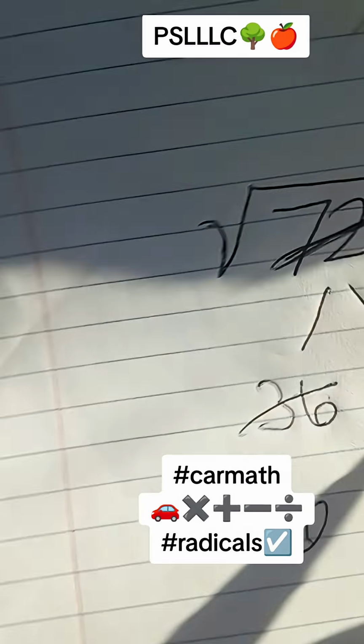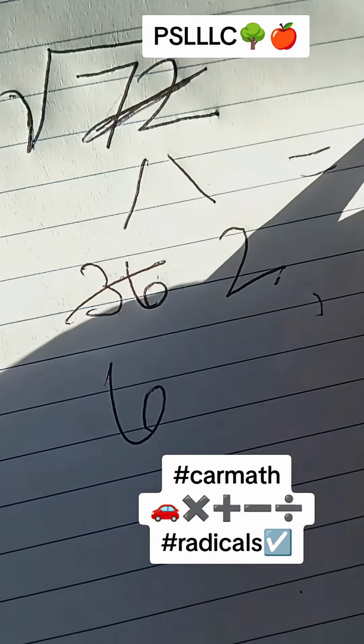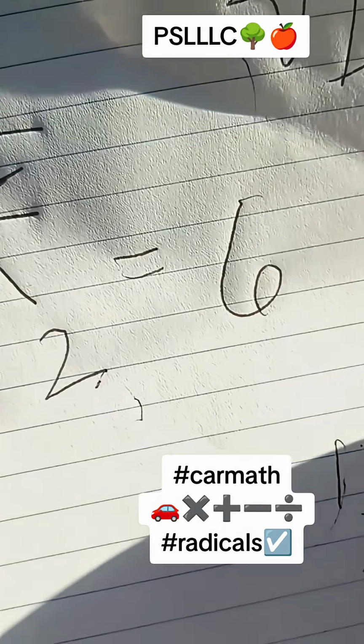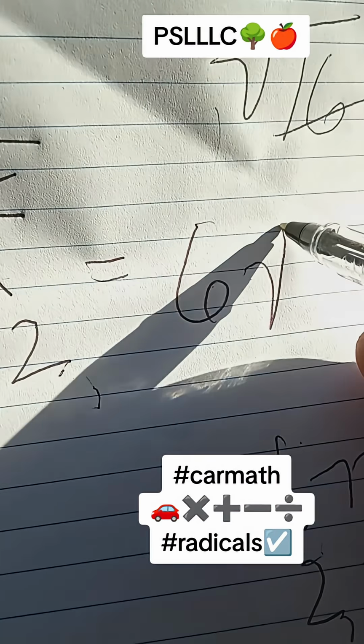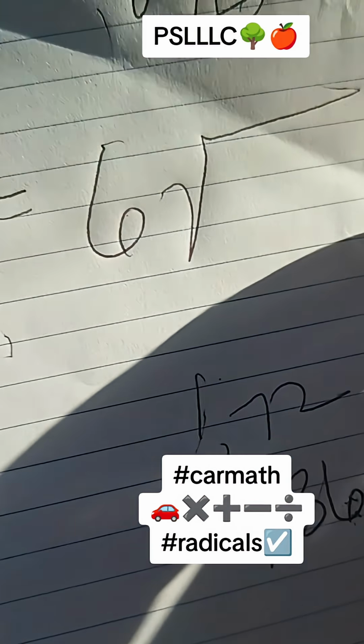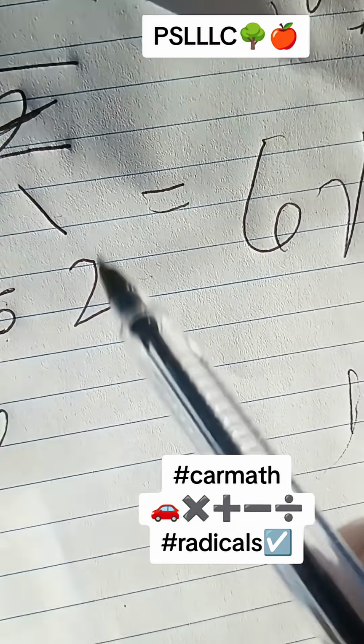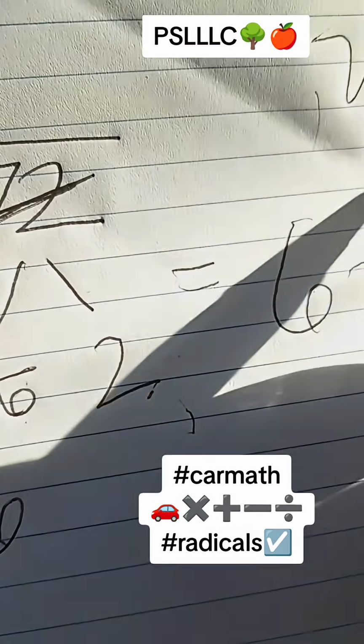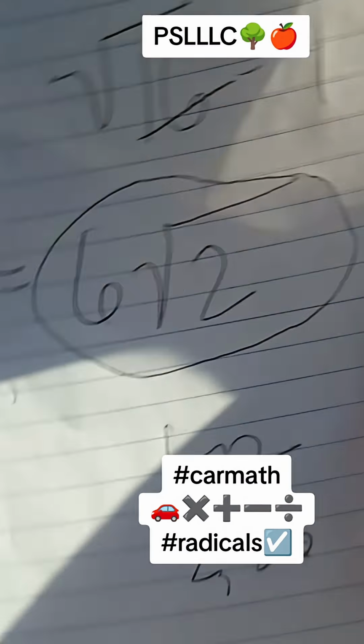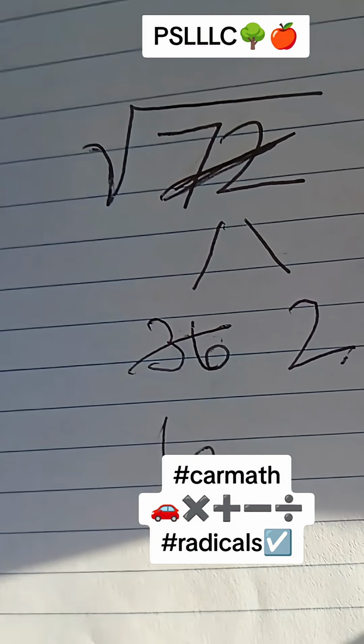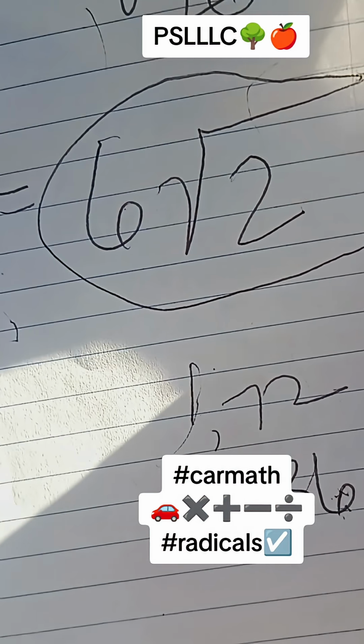So when I rewrite this, I'm going to put that square number first, right there. Then I'm going to write the radical sign again. And now the leftover, which is 2, goes inside. And the simplified radical of radical 72 would literally be 6 radical 2.